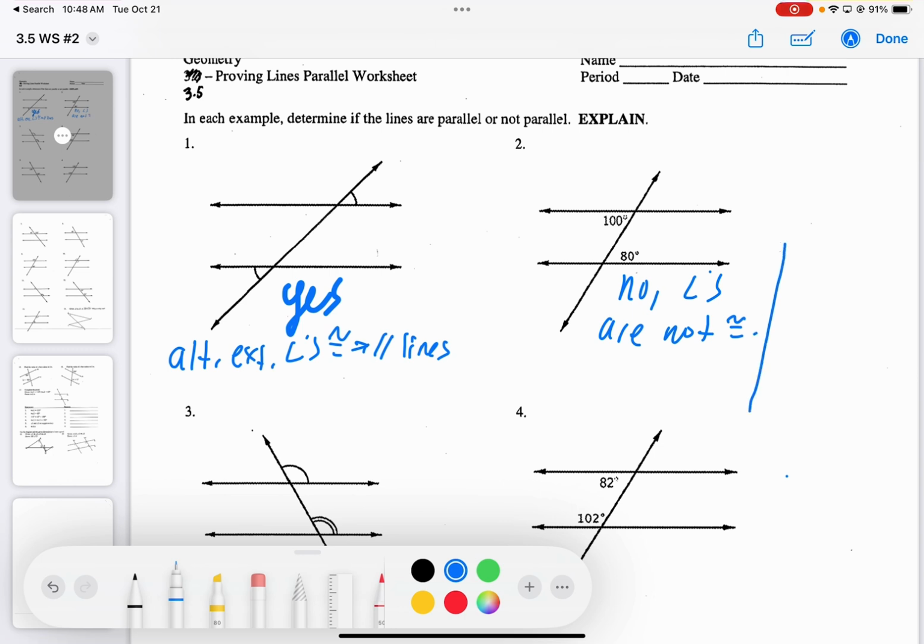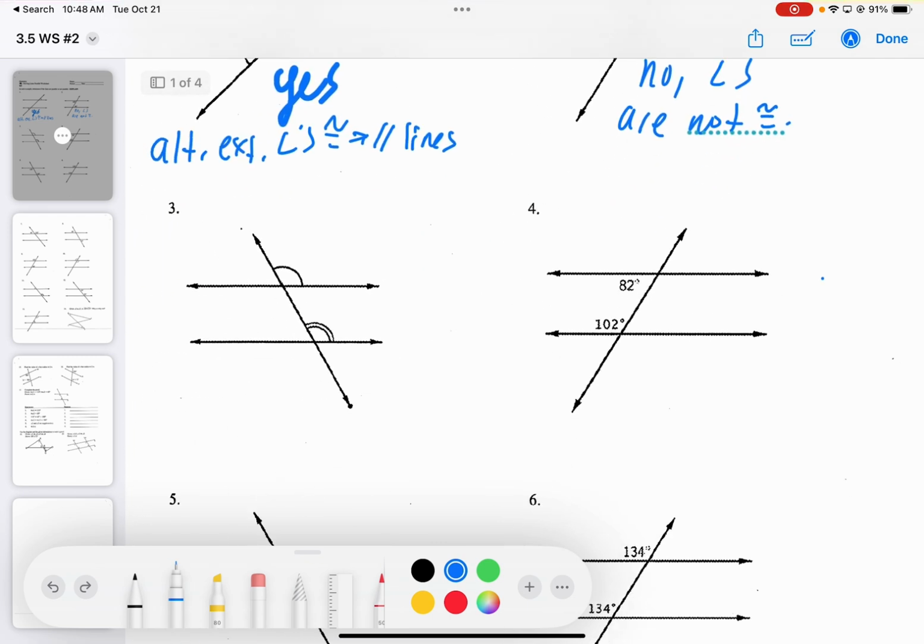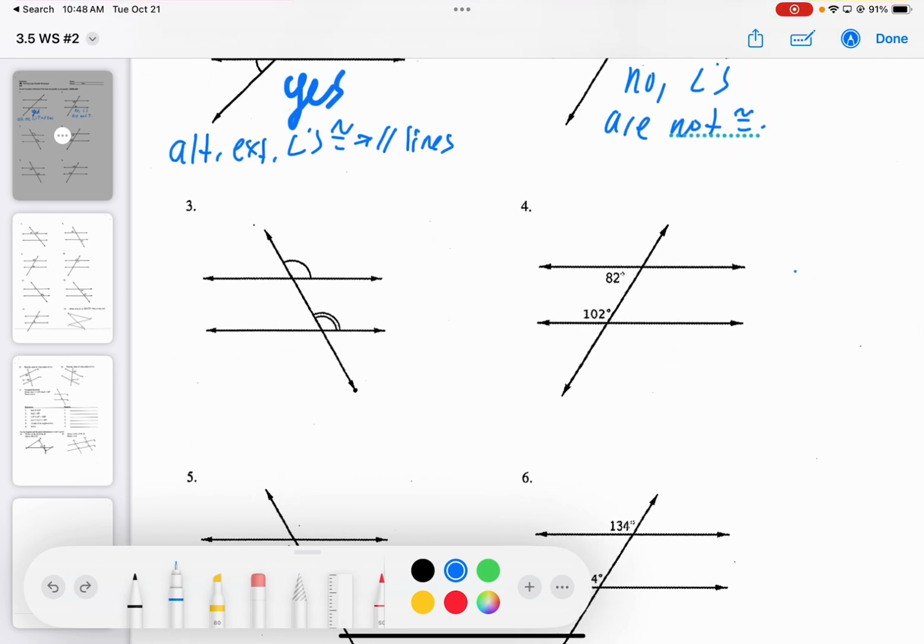All right, cool. Tegan, you're number 3. You said no, Tegan? No. Why not? Because wouldn't they have to be congruent? They would have to be congruent because they're what type of angles? Corresponding. Good. So we would say no, corresponding angles are not congruent in my picture. So those lines are not going to be parallel.